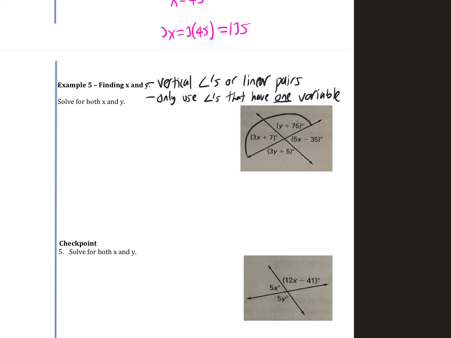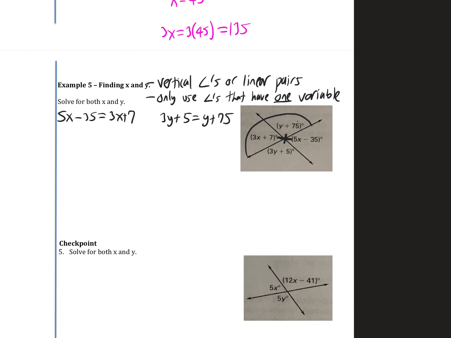So what are we going to do instead? Which ones have only x and only y? Well, these two have only x, so we can do 5x minus 35. Are our vertical angles congruent or supplementary? They are congruent, so we're going to do 5x minus 35 equals 3x plus 7. The other one we have is y plus 75 and 3y plus 5. Are those vertical angles or a linear pair? Those are vertical angles, so we're going to do 3y plus 5 equals y plus 75. Why don't you guys go ahead and solve those from there and see how you do.